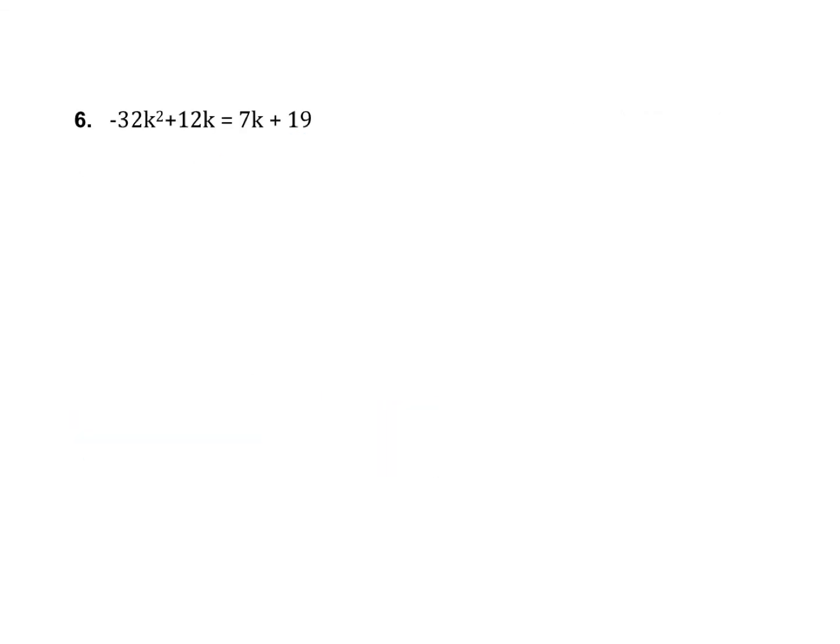All right, so for number 6, let's start by rearranging here. I'm going to subtract the 7k and subtract the 19. So I'm going to get negative 32k squared plus 5k minus 19, and that's going to be equal to 0. And now looking at all those different numbers in there, the easiest way for you to do this one would be the quadratic formula.